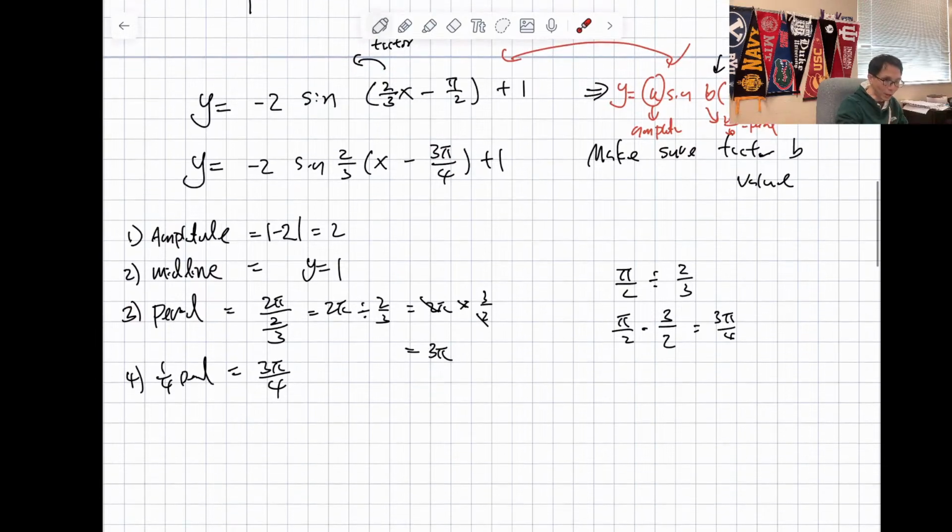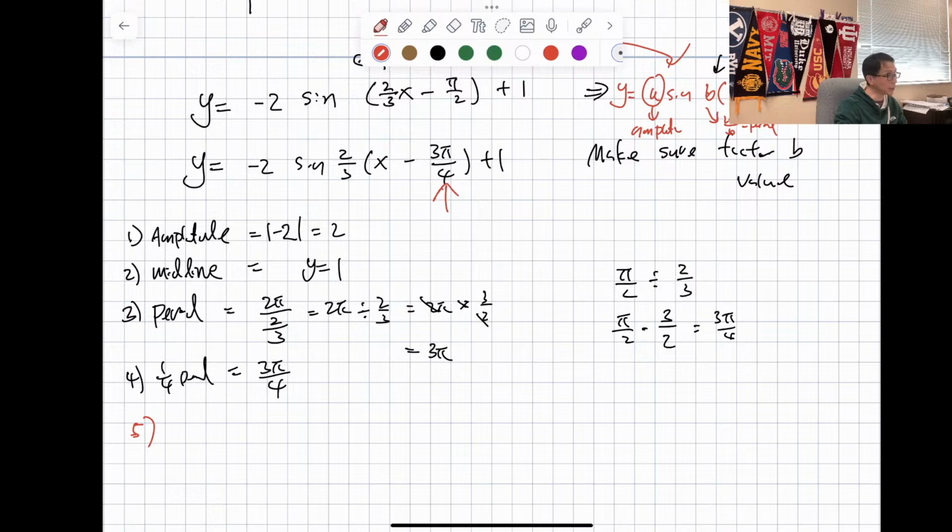Now I'm going to talk about the starting value. Where is the starting value? This one is kind of hard, but the starting value is at C right here. So is it moving to the right or moving to the left? Why is it right? It's inside the parenthesis. We talked about inside the parenthesis is always opposite to the sign. So it's actually right and 3 pi over 4. So go right 3 pi over 4. That's where we start.